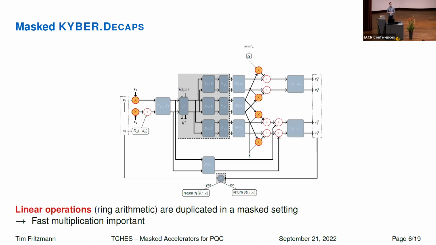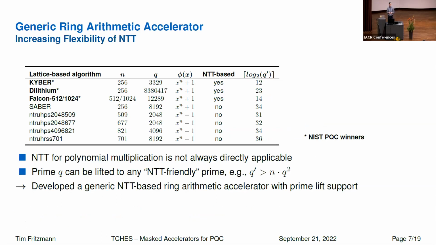Now let us have a look at the individual components. First at the linear operations, as already said, they are duplicated in the masked setting, but that means also that the execution time doubles. Therefore, it's extremely important to have a very fast multiplication, and in particular, a fast polynomial multiplication. Usually, the multiplication is done with the number theoretic transform. While it is very efficient, it is not always directly applicable for all the schemes. For example, Saber does not specifically design the parameters for the NTT.